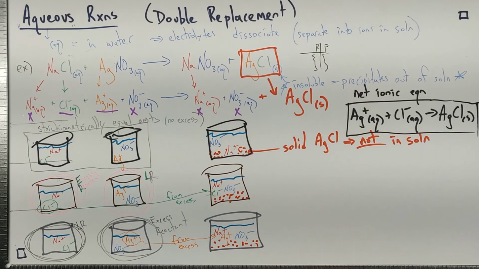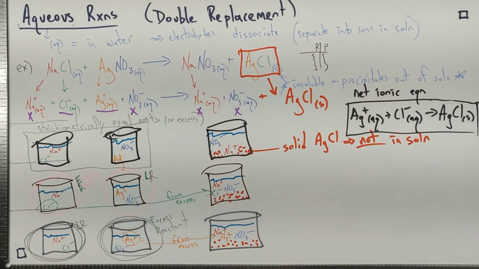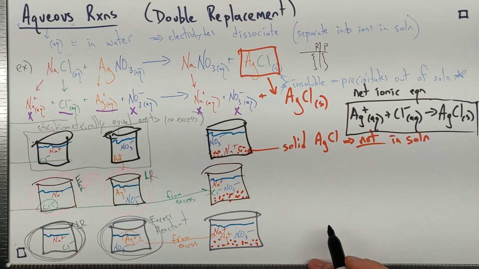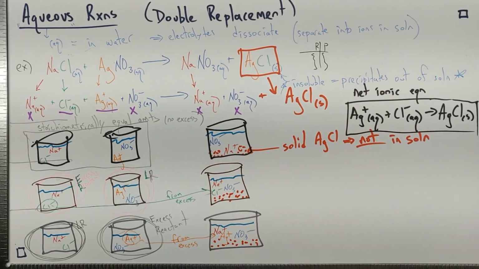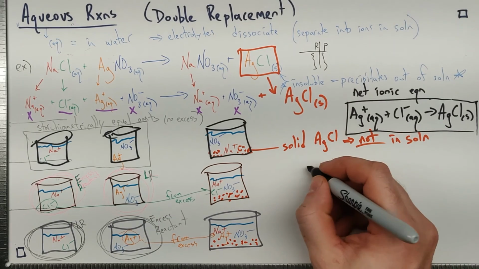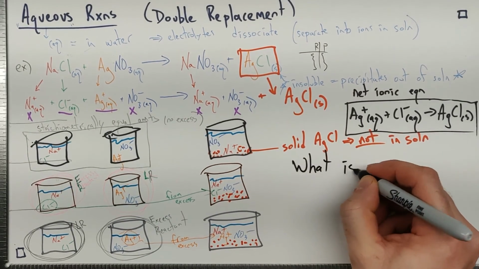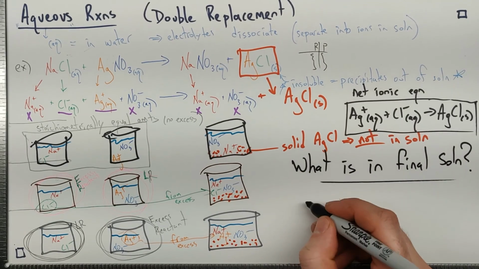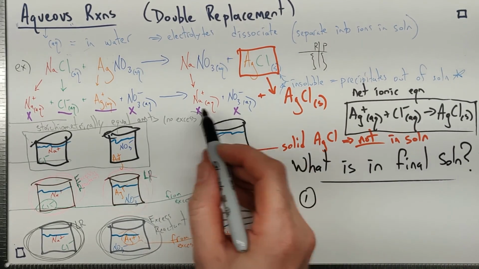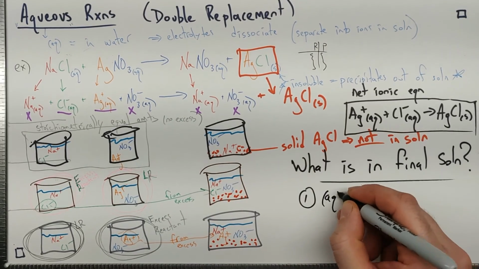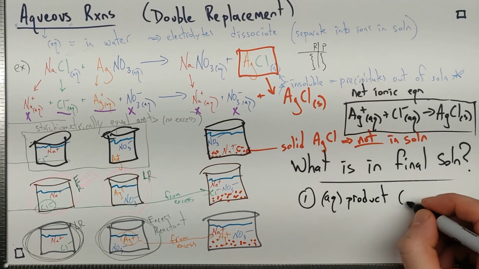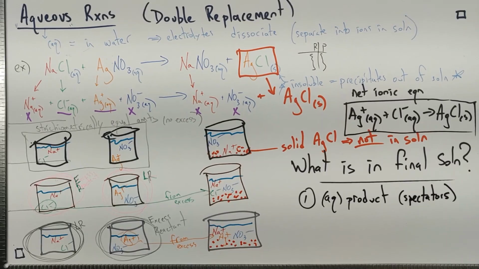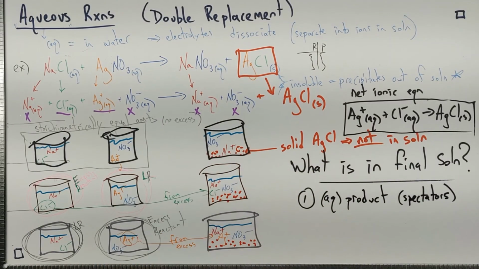And if we can boil all of this down to one key idea, why do we care about any of this? Because we're concerned with what's in the final solution. As we look at solution stoichiometry, we're going to need to know how much stuff is left when we do a reaction. We've done it with masses, where you say, all right, I've got this mass of excess reactant remaining, and now we're going to have to worry about what's in that final solution. So our key idea here is what is in the final solution. And the first thing that's in our final solution is our aqueous product, whatever we have right here. Also known as spectators. Right? They didn't change from reactants to products, and so they're still floating around in the end there.